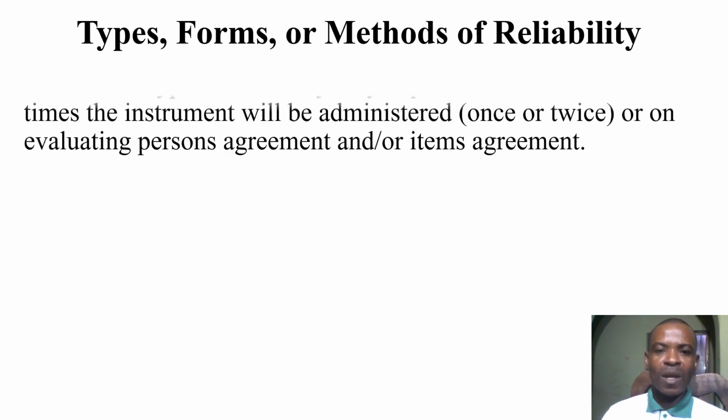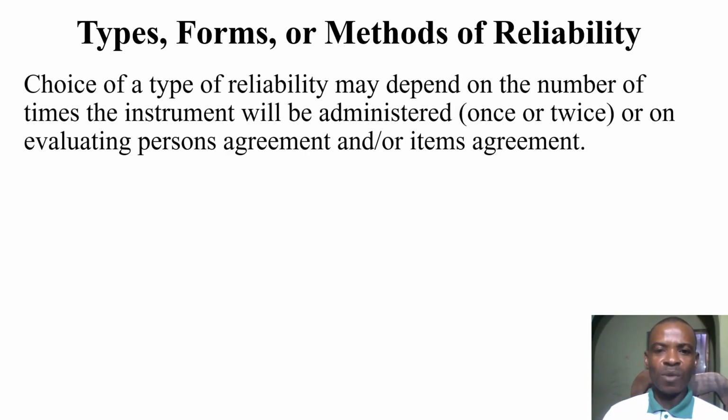Now, having seen the meaning of reliability, let's look into the different types of reliability. That is the core aspect of this tutorial. For you to choose a given type of reliability, it may depend on the number of times the instrument will be administered, usually 1 or 2 times. When it is 1 time, there are types of reliability that can be employed. If it is 2 times or more, there are other types or forms of reliability that can be employed.